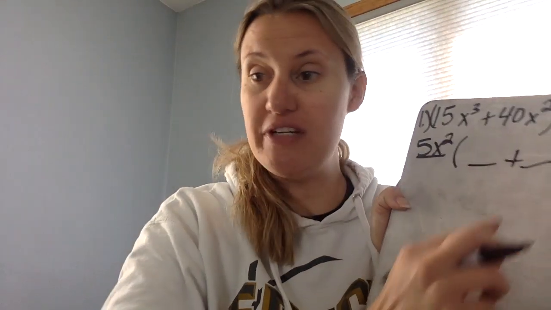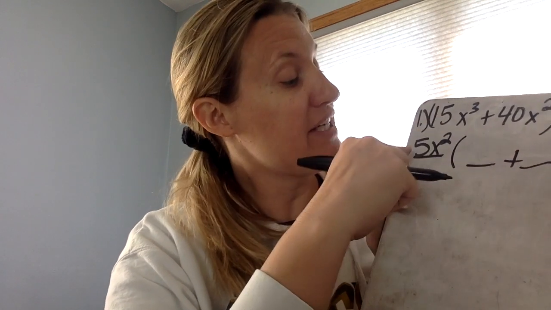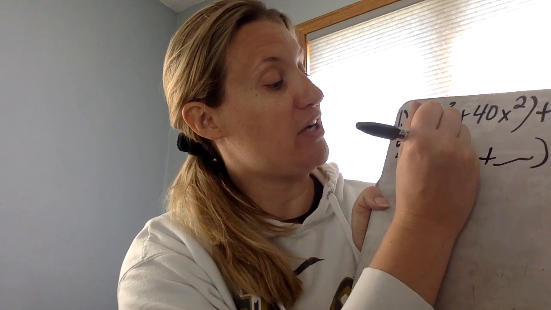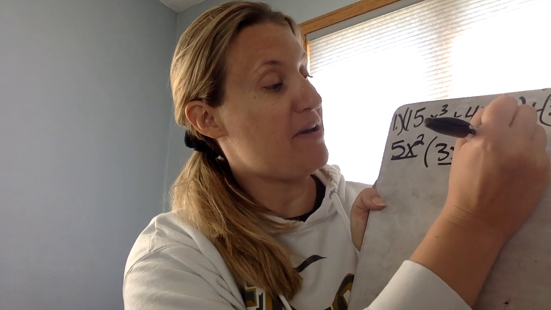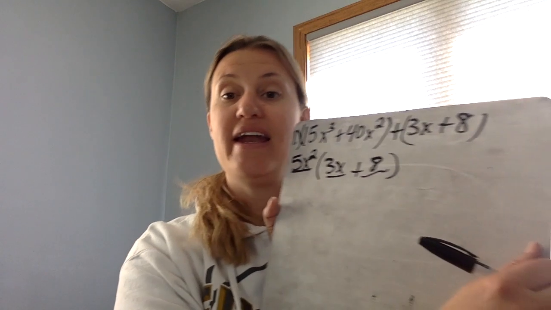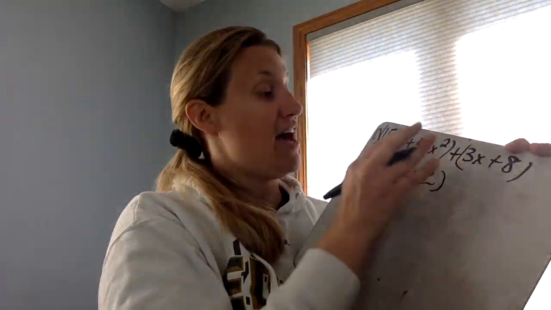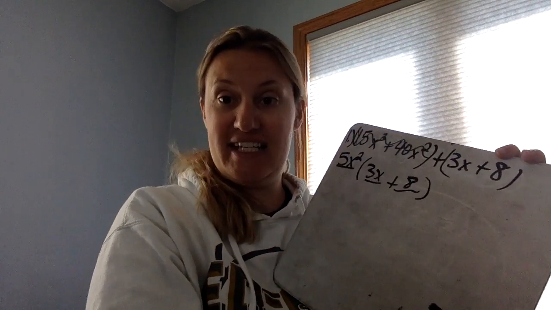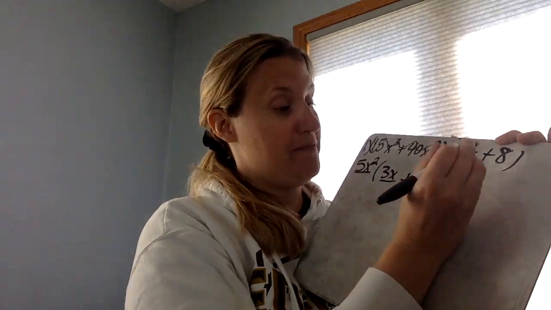Okay, you can write out the division if you want to, but for the sake of time, I'm just going to divide. 15x to the third divided by 5x squared is 3x. The x squareds would cancel, so 40 divided by 5 is 8. Okay, now I'm going to come over and I'm going to do the same thing. I'm going to pretend like that kind of doesn't exist right now, and I'm going to do the pull out the greatest common factor for this one.